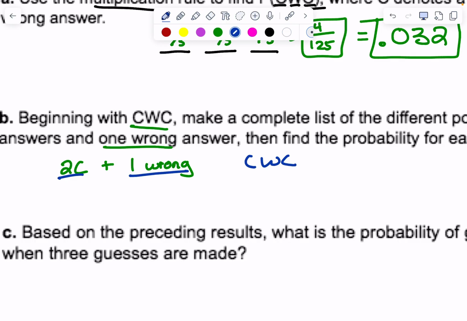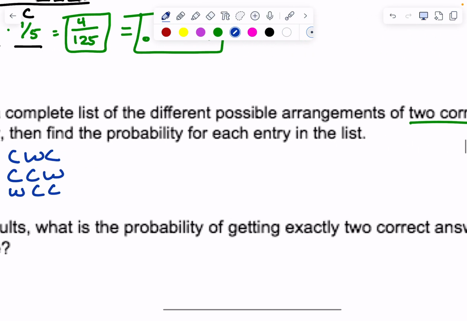What's another combination? CCW. Okay, give me another one. WCC. Anything else? Is it just those 3? I think so. 2 correct and 1 wrong? Yeah, that is 3 of them, okay? Now we have to find the probability for each entry in the list.